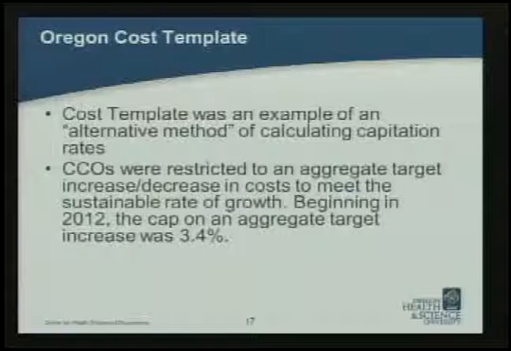More importantly, though, in 2011, there's a cap set in aggregate for coordinated care organizations for how much they could be increasing their health costs by, and that was set at 3.4%. Magically, so that Oregon could hit the target that we said we were going to hit with the federal government, so that we didn't owe them a lot of money at the end of our 5-year demonstration to them.